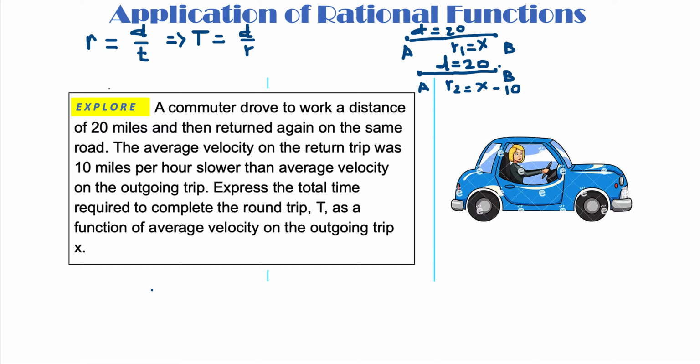And now if we write here the time required, so the first time, for example, to go from home to work, and time 2 is to come back from work to home. So it's going to be equal to the distance over r1 plus the distance over r2.